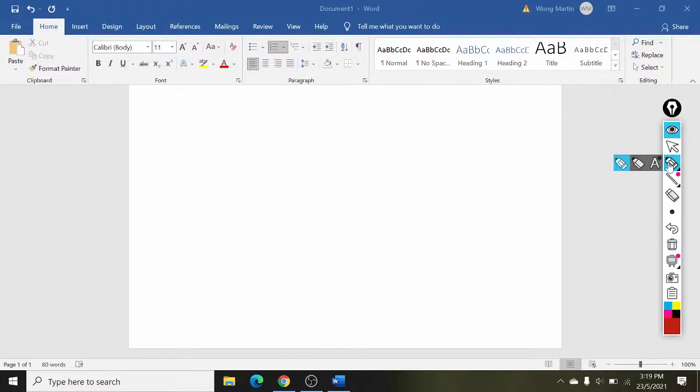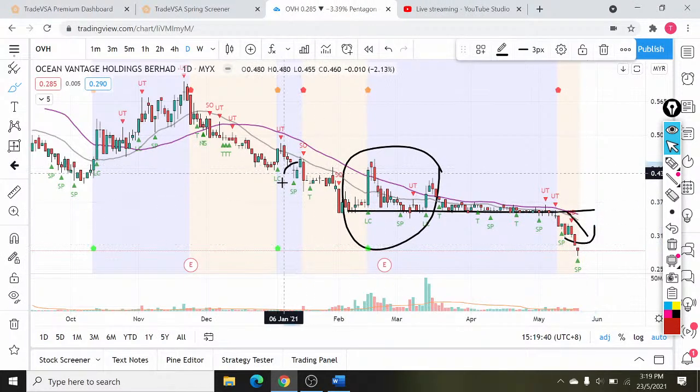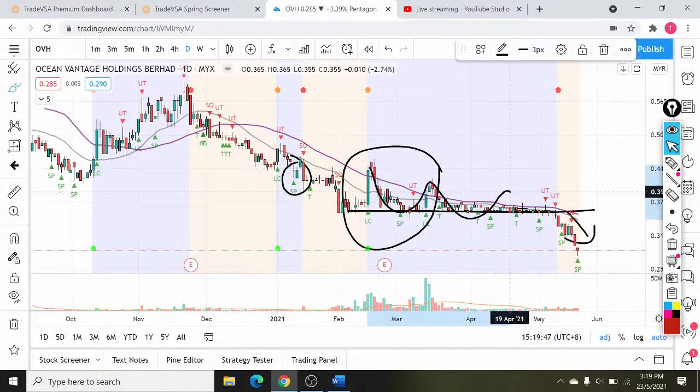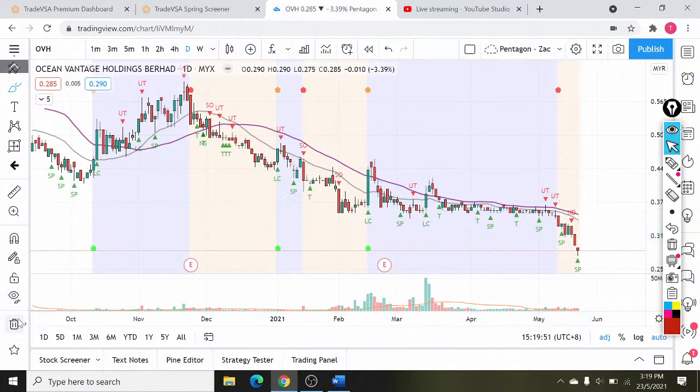So if I look into OVH, probably this type of spring is one that I won't pay a lot of attention to. Similar to here, it's a tiny, small spring. This one I will pay attention to, but it failed, which means it's a bit weakening right now. Hopefully I clarified this.